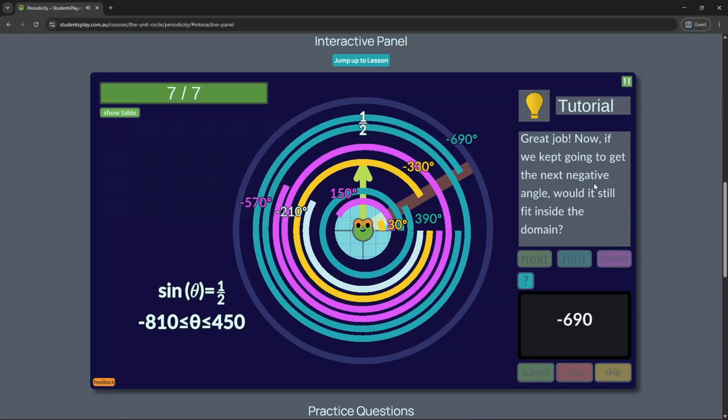Great job. And if we kept going to the next negative angle, would it still fit inside the domain? 570 was the last one that was over here. An extra 360 on that would be 930. So I think, no, it won't fit. Also, the 7 over 7 is a bit of a giveaway up there, but we won't have that in the test. So we have to do it manually, and we can see that it won't fit. We found all the answers for this question.